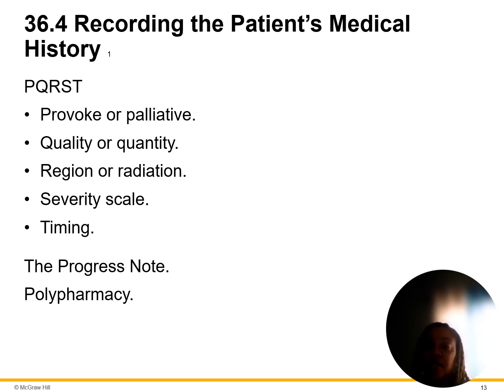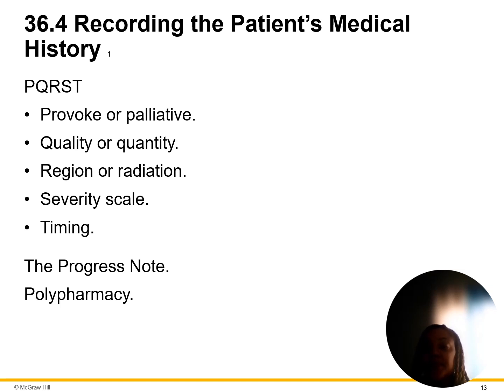Oh, someone asked, can I give an example question for each of these? Sure. Okay, so P, for provoking, you could say, what brought on the symptom, or what were you doing when it started? Then palliative is, what makes it better? That would be a good question you could ask. For quality, you could say, is the pain stabbing? Is it burning? Is it sharp? Is it a gnawing feeling?